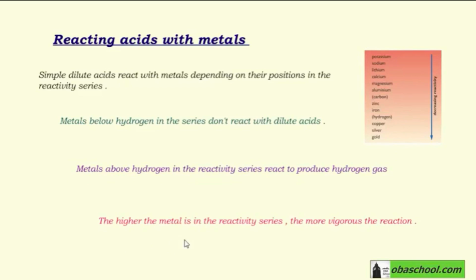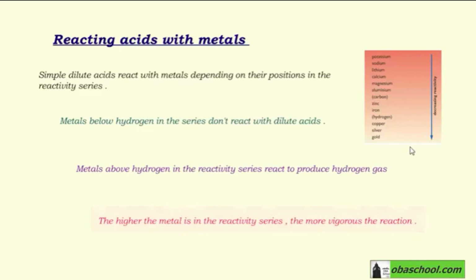The higher the metal is in the reactivity series, the more vigorous the reaction. So whenever the metal is higher than hydrogen in the reactivity series, the more vigorous or strong the reaction will be. For example, if iron is reacting with an acid, the reaction will be strong. But if sodium, which is very high, reacts with an acid, then the reaction will be extremely strong and vigorous. So the higher the metal is in the reactivity series, the more vigorous the reaction.